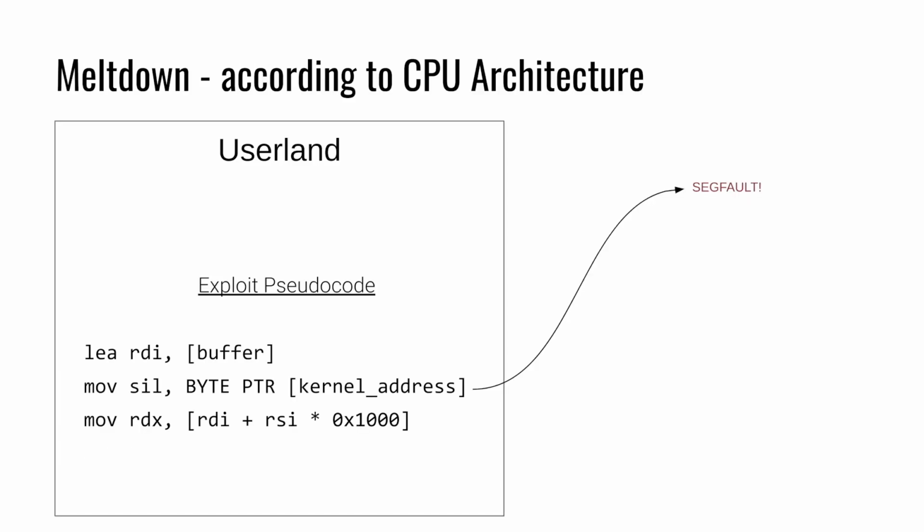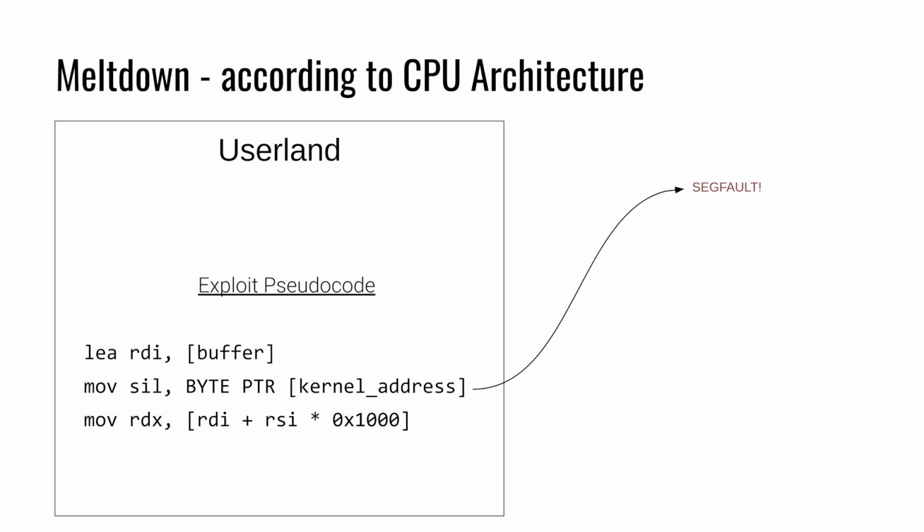Well, Meltdown takes advantage of the fact that transient instructions exist. So if we have an exploit pseudocode that's running in user land as an unprivileged user here, we have three instructions. The first instruction is going to load the memory address of some buffer. And this can be a user land buffer. This is some buffer inside of the process. The second instruction here is going to try and access a privileged kernel address, some memory address that it is not allowed to.